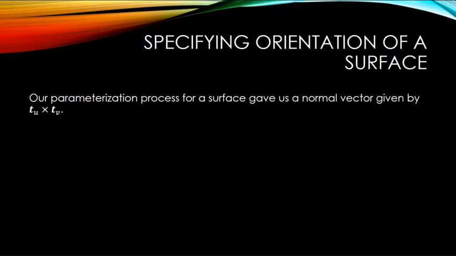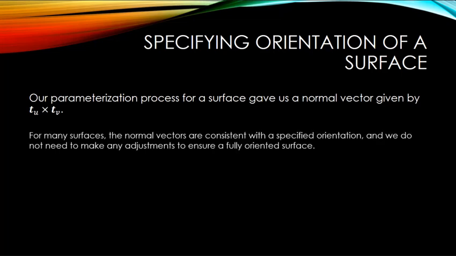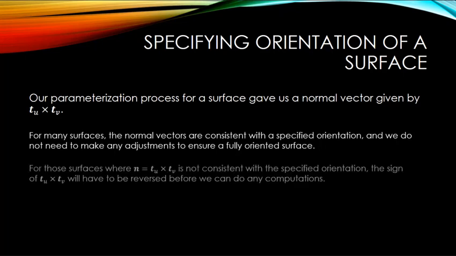In our parametrization process for a surface, we found a normal vector that was given by t sub u crossed with t sub v. For many surfaces, the normal vectors will be consistent with a specified orientation, and I don't have to make any adjustments to ensure a fully oriented surface. But occasionally there will be surfaces where n equal to t sub u cross t sub v is not consistent with a specified orientation. In this case, the sign of t sub u cross t sub v will have to be reversed before I can do any computations.